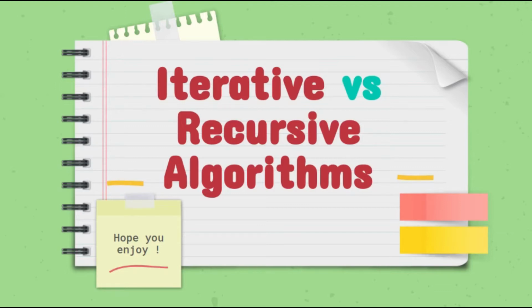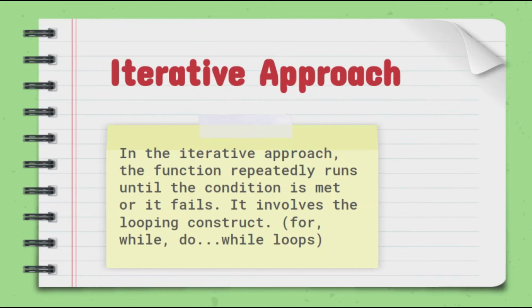So let's go ahead and define what is actually an iterative approach. In the iterative approach, the function repeatedly runs until the condition is met or it fails. So it involves the looping construct. We have the for loop, the while loop, the do while, and so on. As we move forward and take an example, you will get what we mean by iterative and looping constructs, which is very easy.